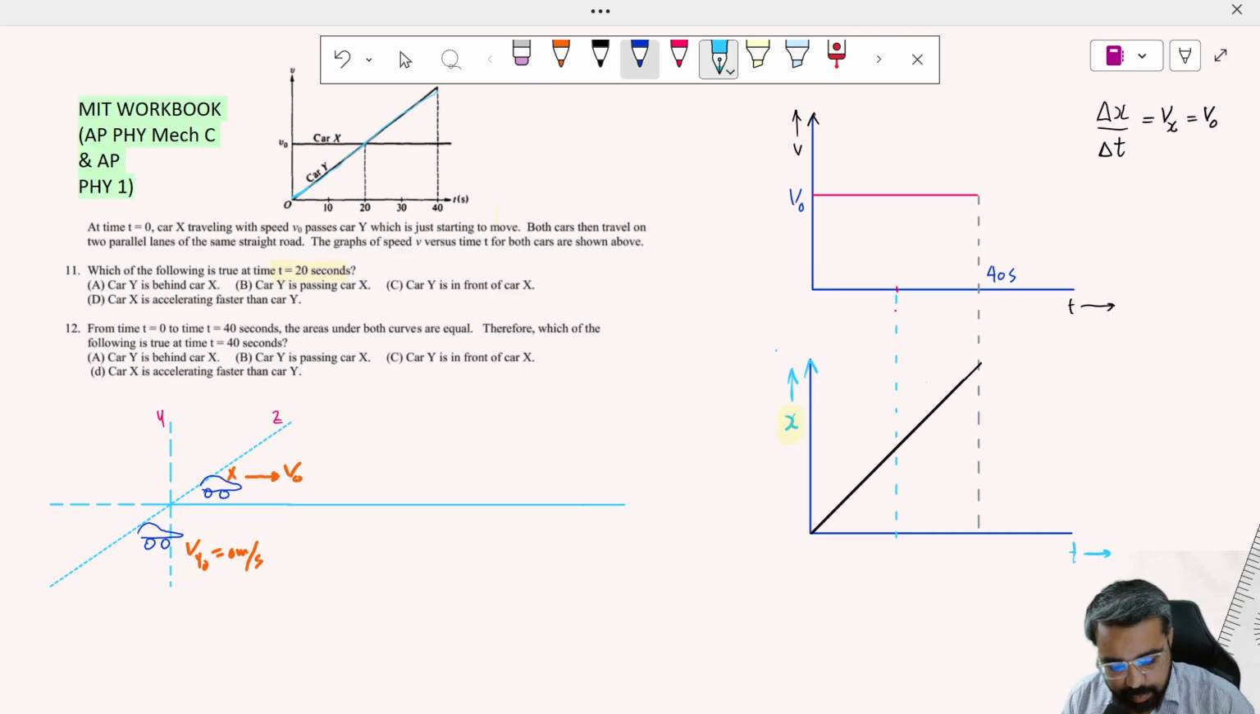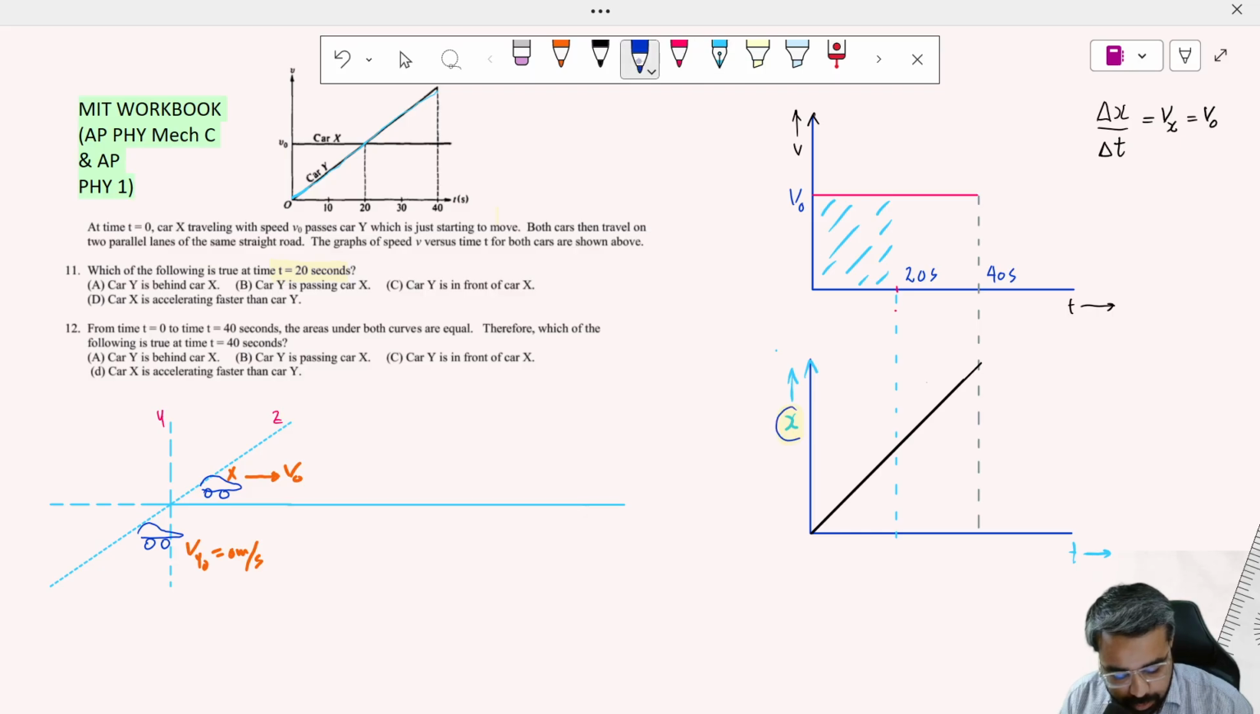You can see in this graph that at the 20th second, one car has more area, because this area represents the displacement or distance covered by car X. So we see that this area is more than which area? I'm coming to that point also.